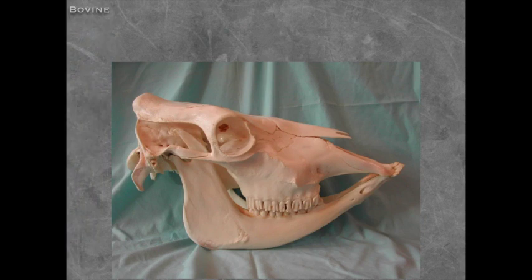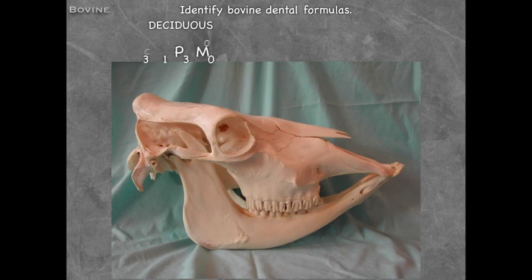On to the bovine. Remember that the incisors and the canines are going to be brachydont teeth, whereas the cheek teeth are going to be hypsodont. So we look at the dental formula for the deciduous teeth. Notice that we have no upper incisors or canines. So we have 3 lower incisors, and the canine is going to look very much like an incisor.